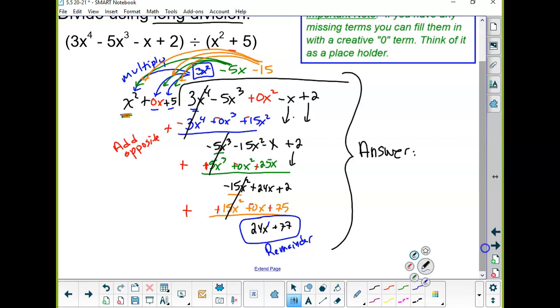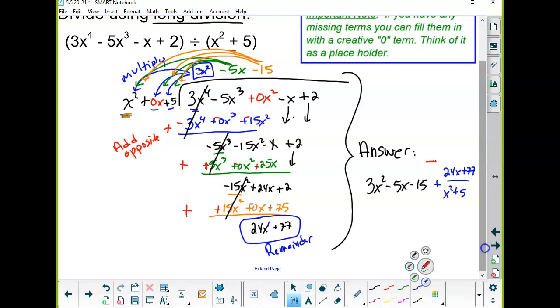So what is the answer? How many times does x squared plus 5 go in? It goes in with this top polynomial. So 3x squared minus 5x minus 15. Plus, it doesn't go in evenly because we have a remainder. So now I'm going to take that remainder of 24x plus 77 divided by, what did we divide by originally? The x squared plus 5.